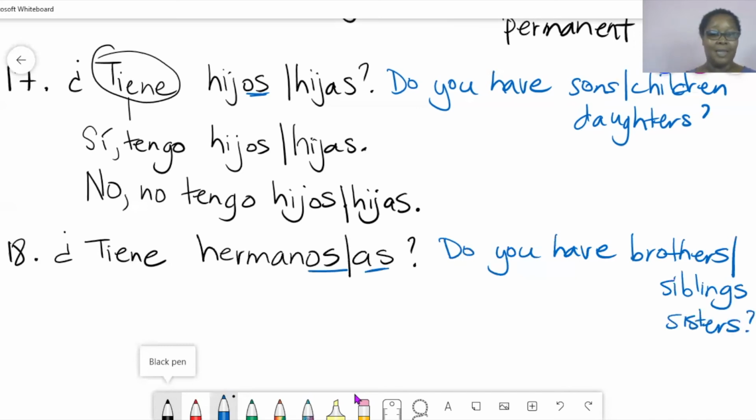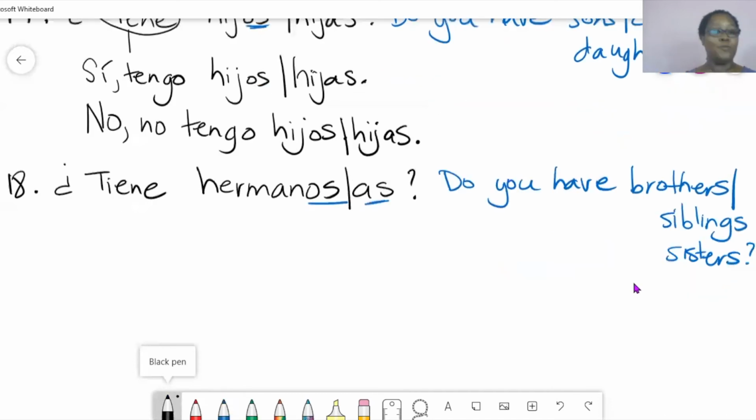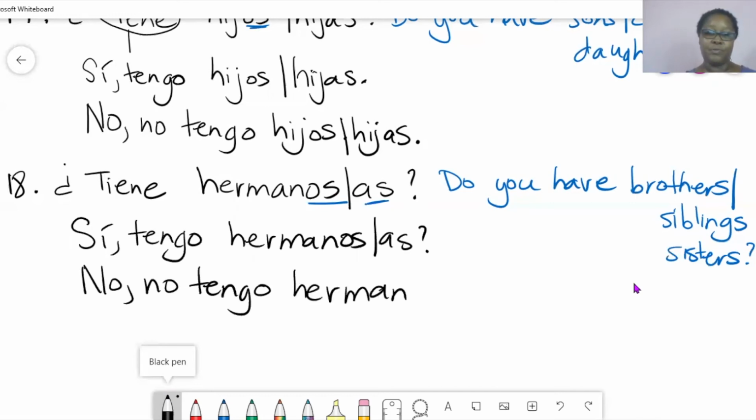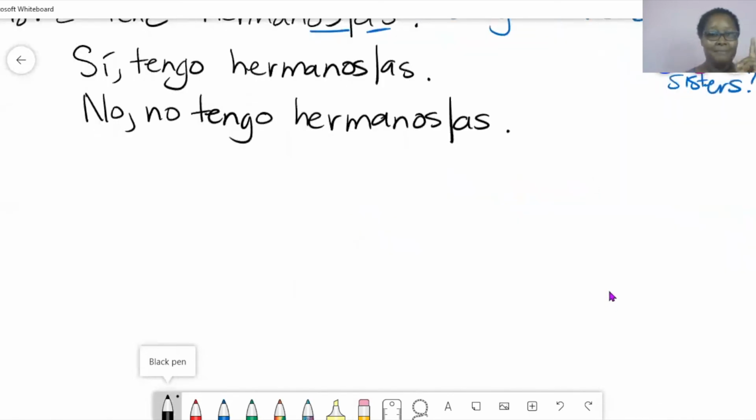And the response is the same. If you say yes, I have, sí, tengo hermanos. Or sí, tengo hermanas. But if you don't have any, it is no. No tengo hermanos. Or no tengo hermanas. Why do I keep writing the wrong punctuation signal? Let's get rid of that. There we go. Right. So that's your response for this question. Let's move on. Dos preguntas más.